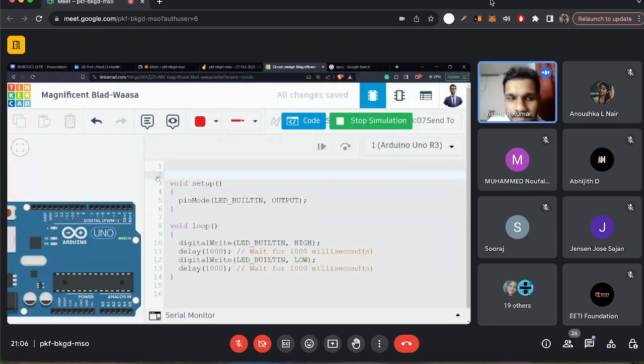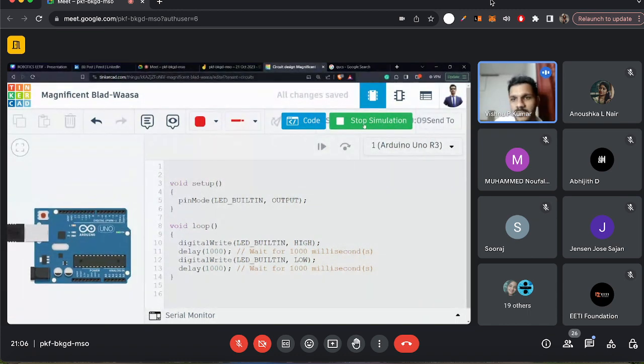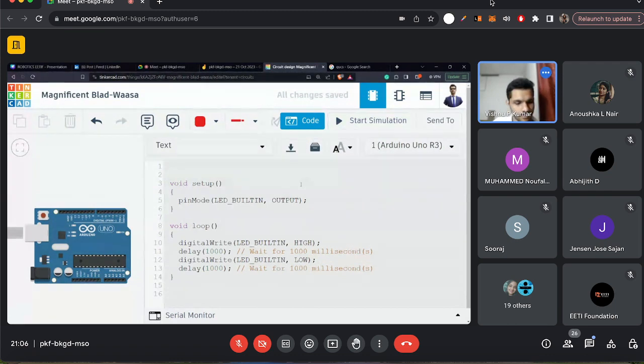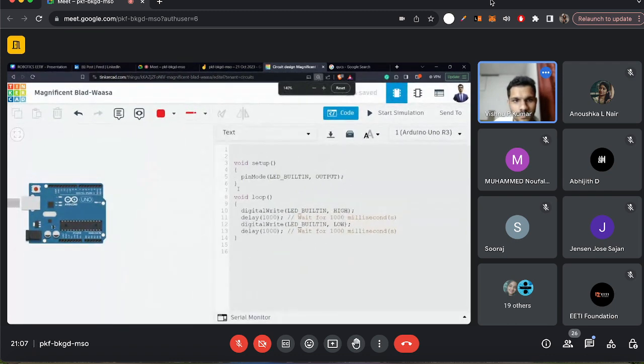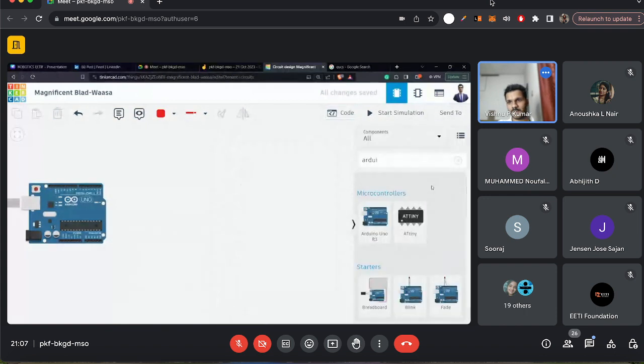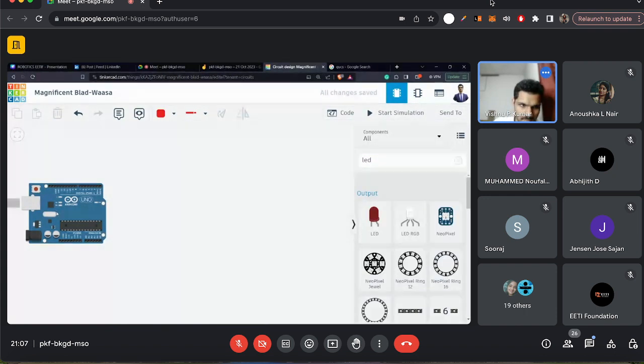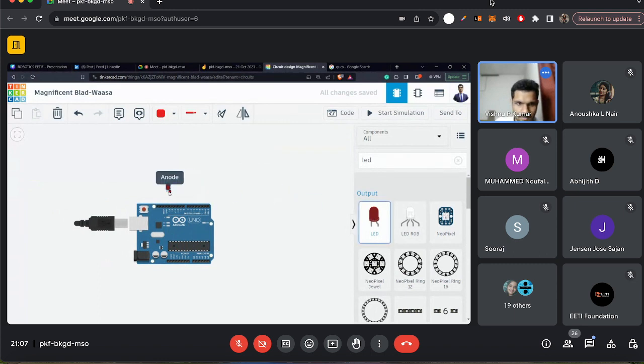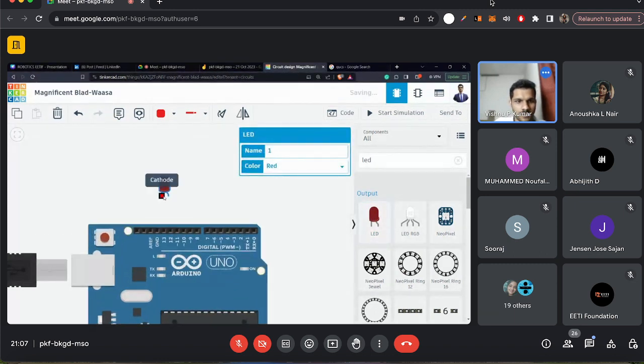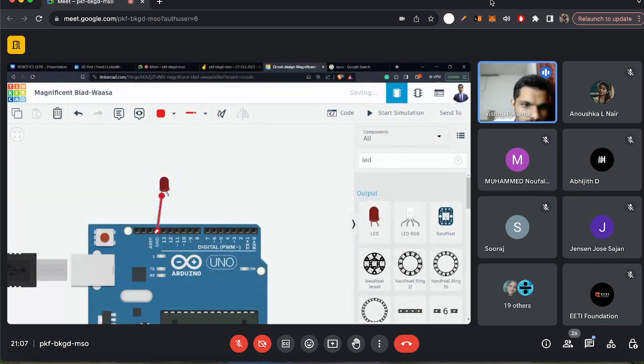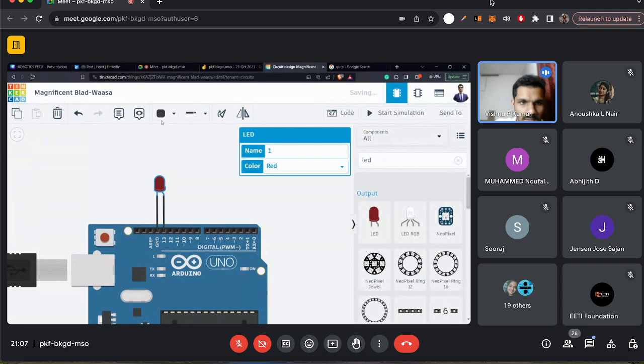Suppose I'm connecting a small LED. I'll zoom this out. This is your cathode, and I'm connecting it to the ground with black color. And this is your pin number 13.